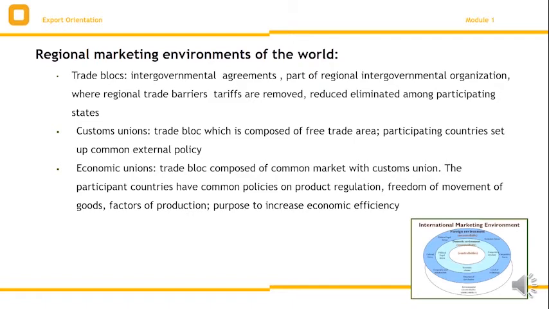The participant countries have got common policies on product regulation. There's also freedom of movement of goods across the borders. There's also freedom of movement for factors of production. And the purpose of this trade bloc is to actually increase economic efficiency. Examples of trade blocs include things like your North American Free Trade Agreement, which is called NAFTA, which consists of countries in North America. There's also the European Union, which is made up of European countries that enjoy certain favorable conditions when they are trading with one another.